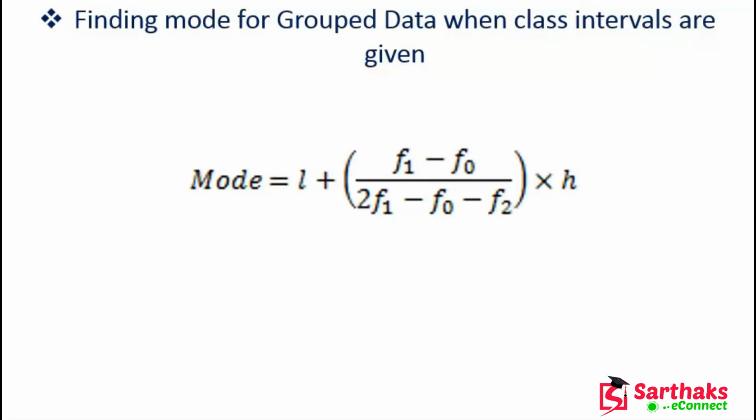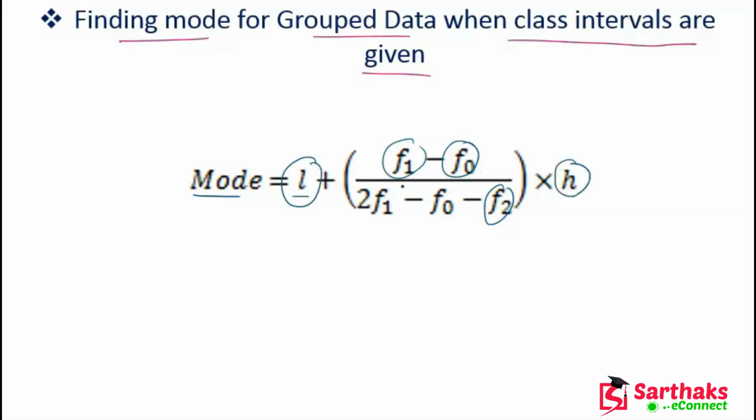So now the most important case is finding mod for grouped data when class intervals are given. In that case, we have to use a formula which is mod is equal to L plus (F1 minus F0) upon (twice of F1 minus F0 minus F2) into H. Now what is this formula? What is F1? What is F0? What is F2? What is L? What is H? Okay, so now my dear friends, let's understand these things.